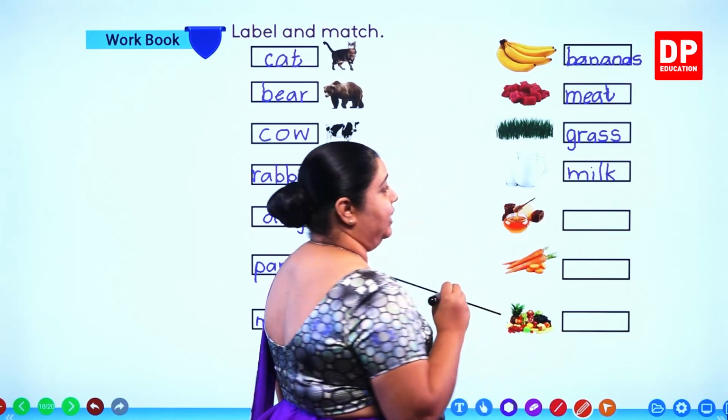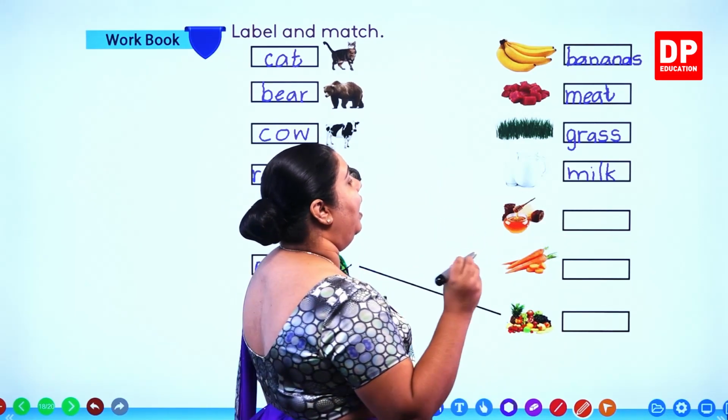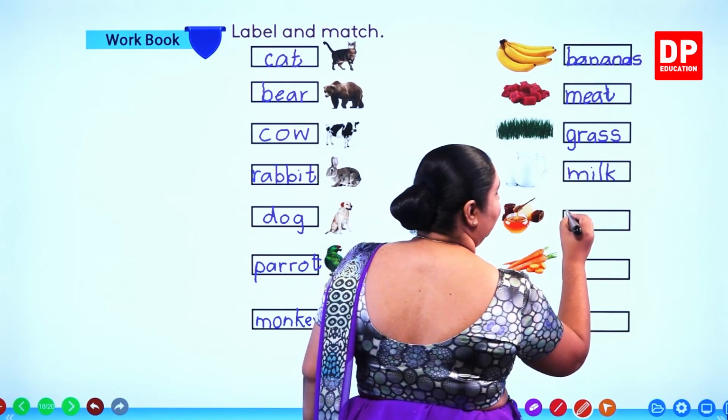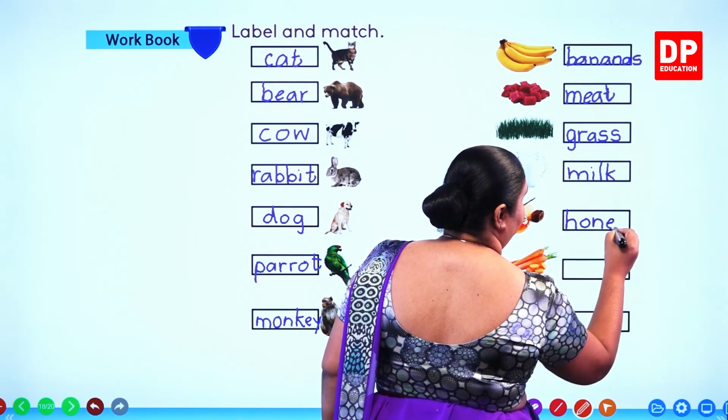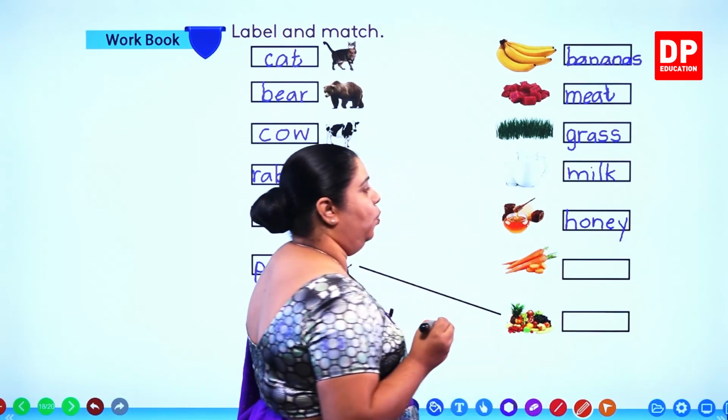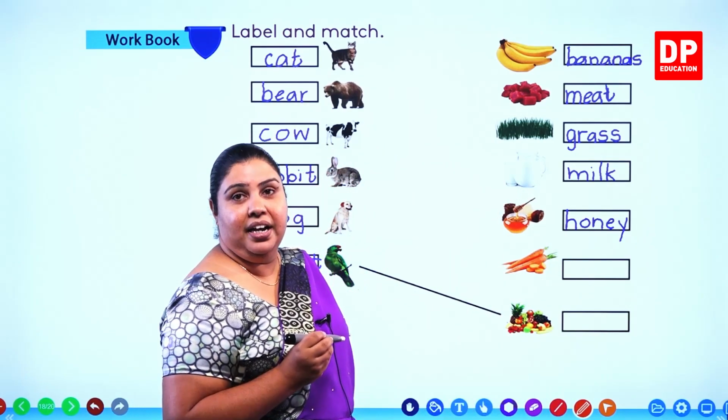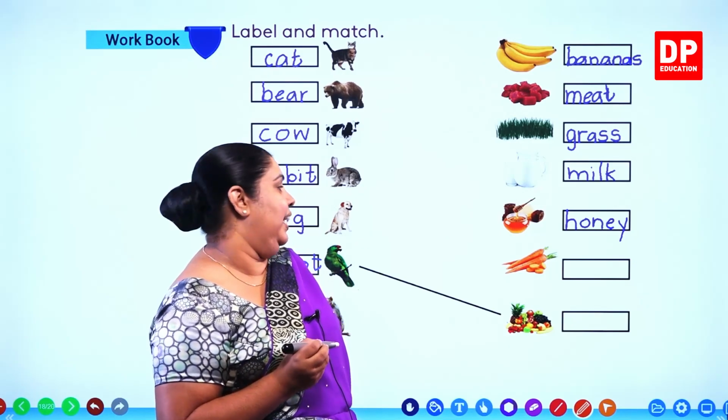Then we have next, after milk, we have honey. H-O-N-E-Y. Honey.